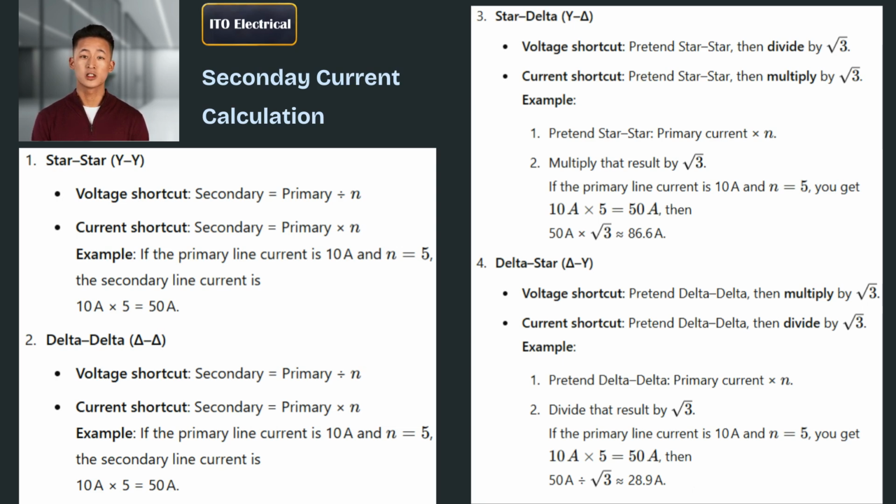Delta to star, start by pretending both sides are delta to delta, so 10 amp times 5 is equal to 50 amp. Next, switch to star by dividing by the square root of 3, ending up with about 28.9 amp.